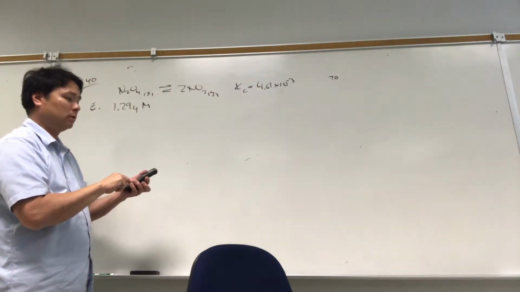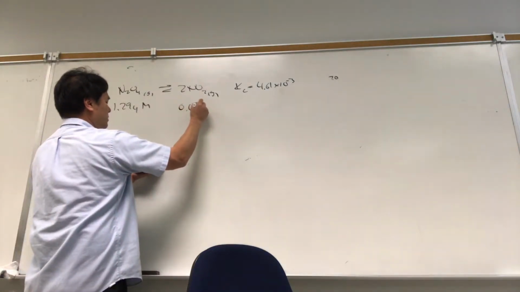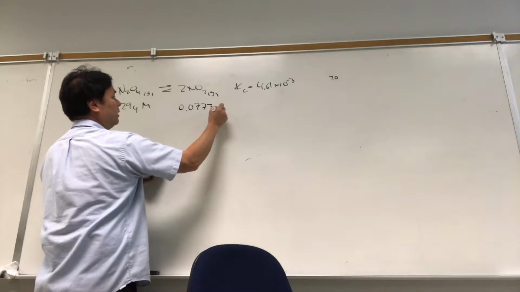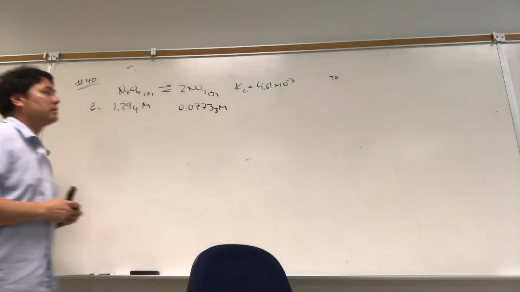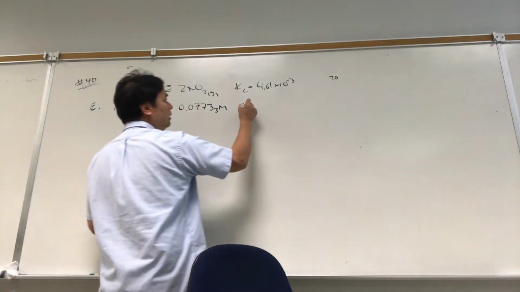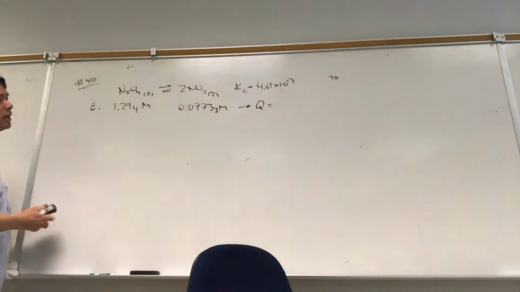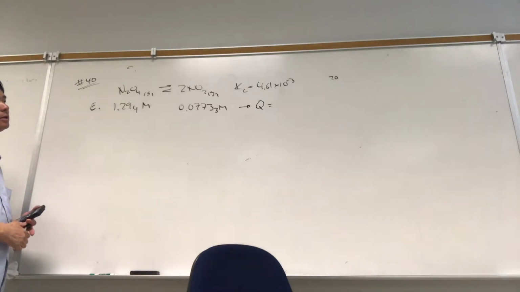And that gives me 0.07733 molar. Now I have 3 sig figs. I'm going to carry an extra digit because I want to check the ratio here. Let's check the Q ratio. If we check the Q ratio, then it should match K. We should be at the proper ratio if this is at equilibrium.